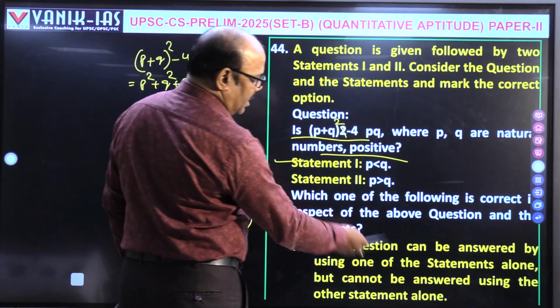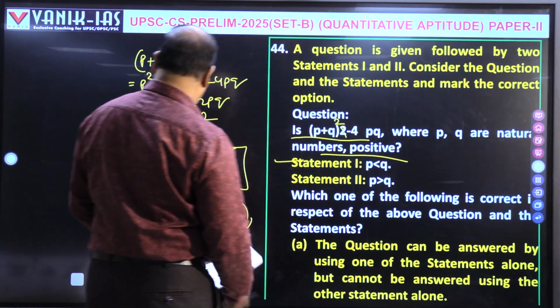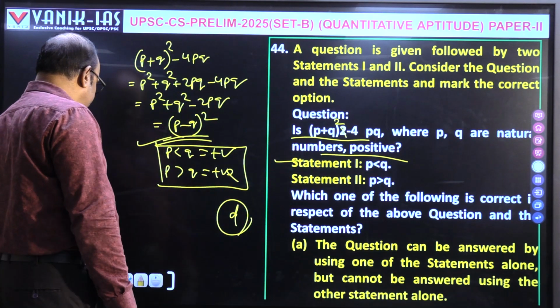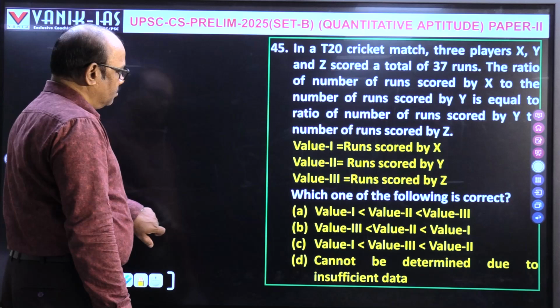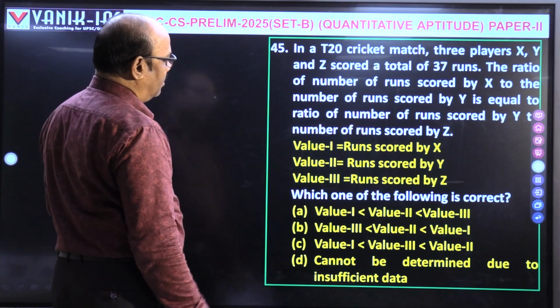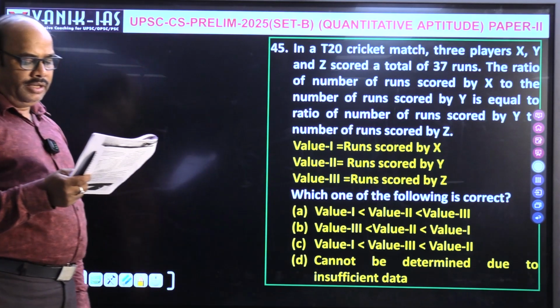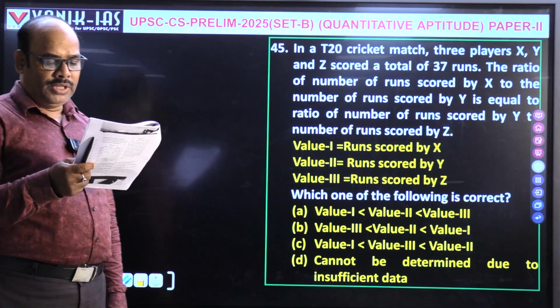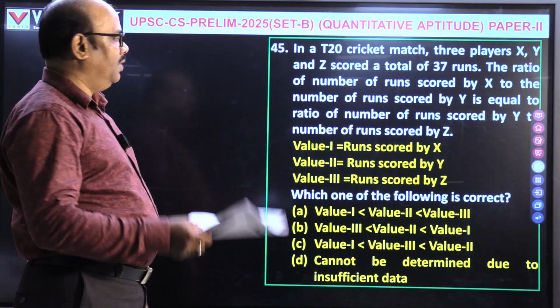Maybe the options are on the second page. Let's see what is given there. Not there, but the right answer is option D: the question can be answered even without using any statements. So option D for this 44.